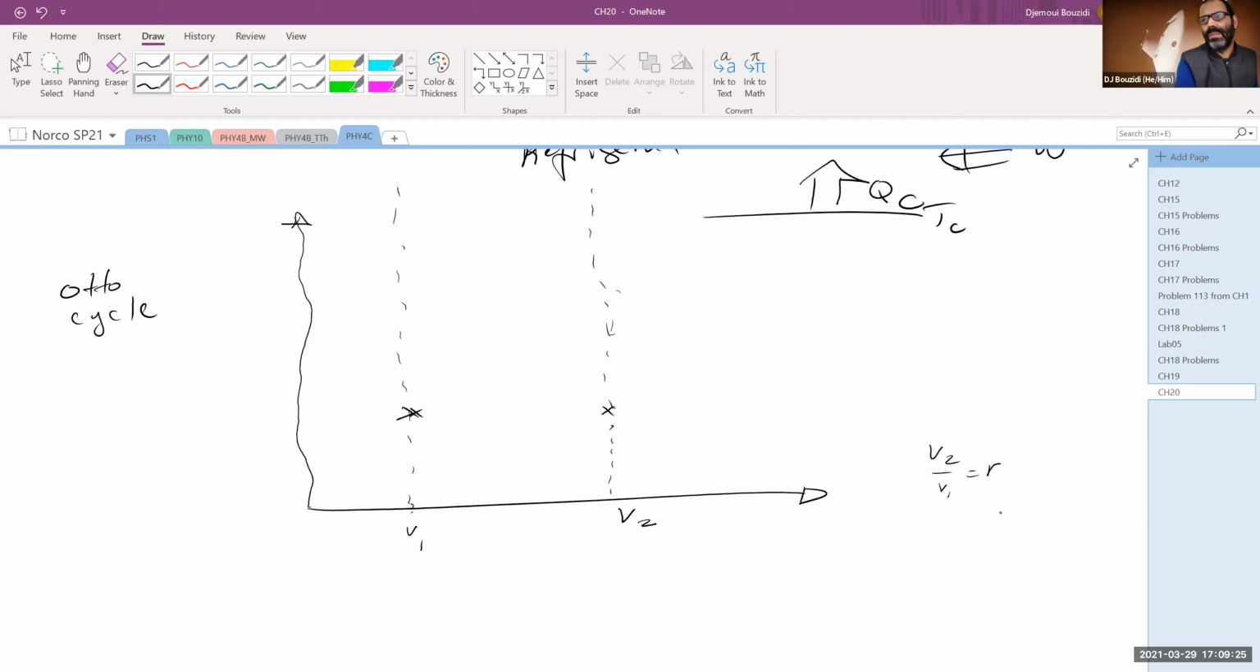So in other words, V2 is RV1. During the intake, you go through here. During the exhaust, you come back in the opposite direction. So this is actually the starting point. But because these two cancel, we're going to focus only on the main parts of it, which is where the work is going to be done.